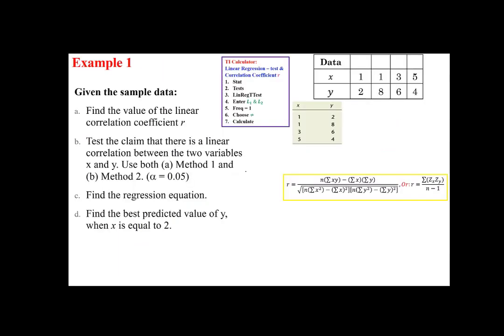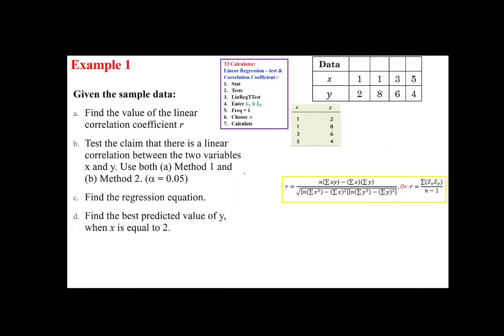All right, here's an example. Given the sample data, find the value of the linear correlation coefficient R. Test the claim that there is a linear correlation between the two variables x and y. Use both A, method 1, and B, method 2. Alpha is 0.05. Find the regression equation. Find the best predicted value of y when x is equal to 2.